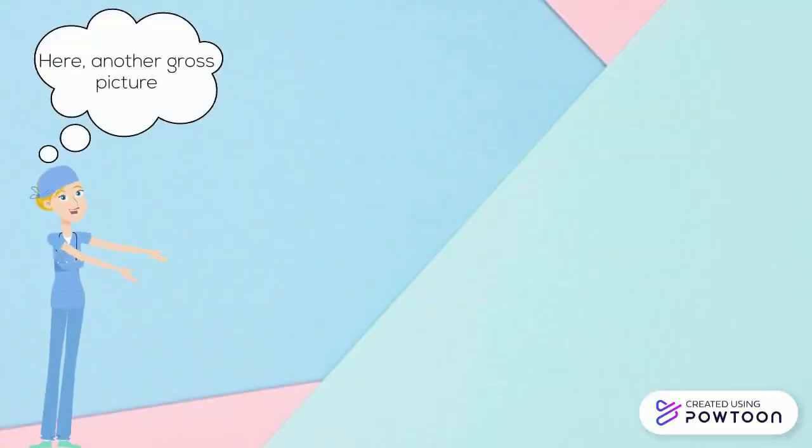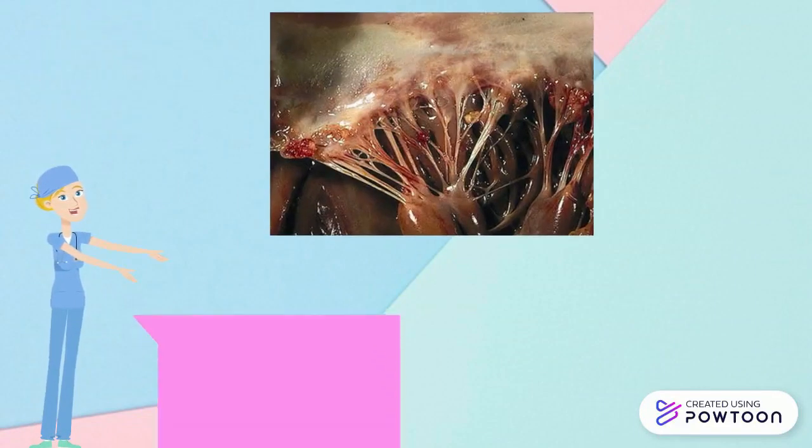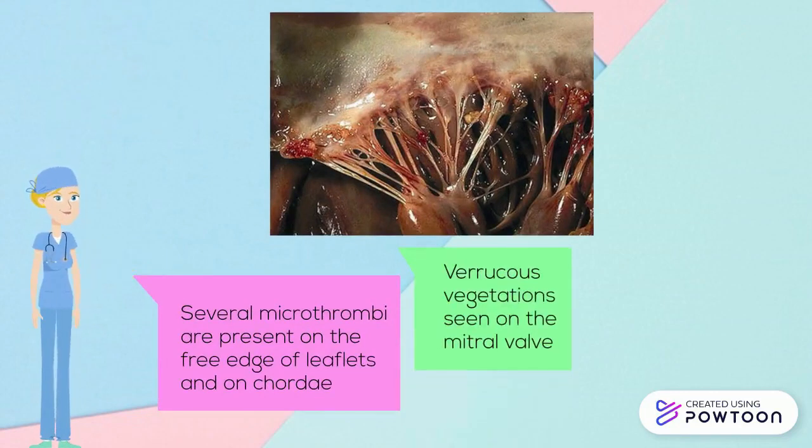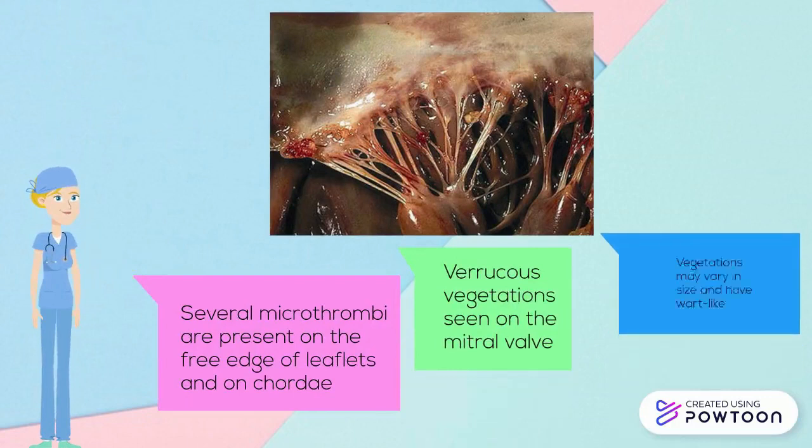This is another example of a gross picture. Several microthrombi are present on the free edge of the leaflets and on the chordae. Verrucous vegetations are seen on the mitral valve, and the vegetations may vary in size and have a wart-like appearance.